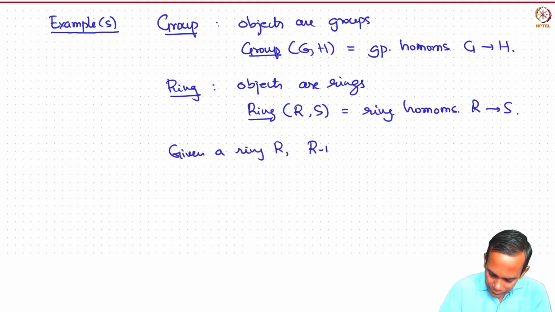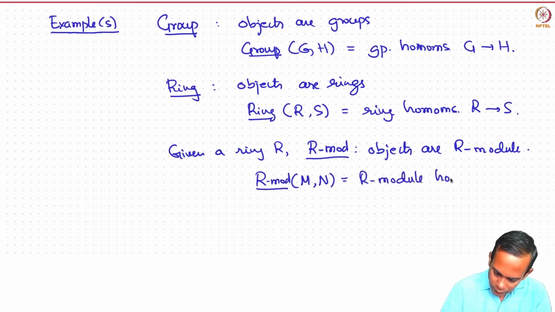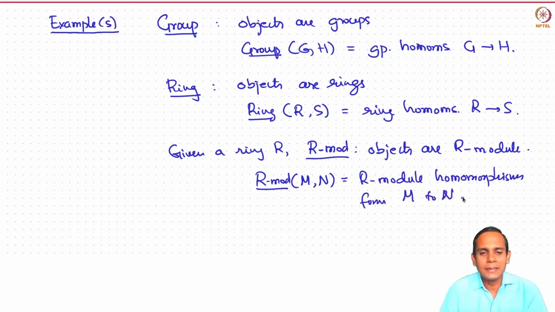we can talk about the category R mod. Objects are R modules. And morphisms in R mod from M to N are R module homomorphisms from M to N. In all these categories, the arrows are actually functions. The objects are all sets and the arrows are all functions.